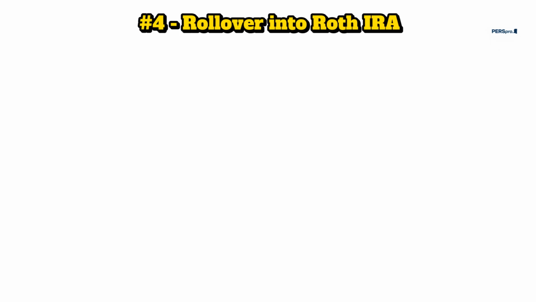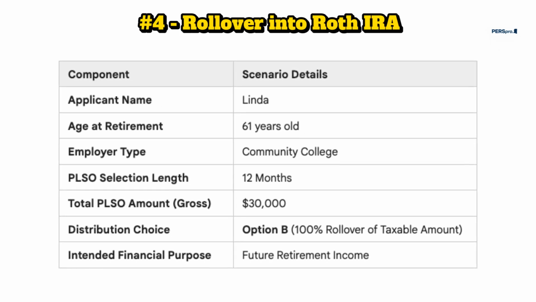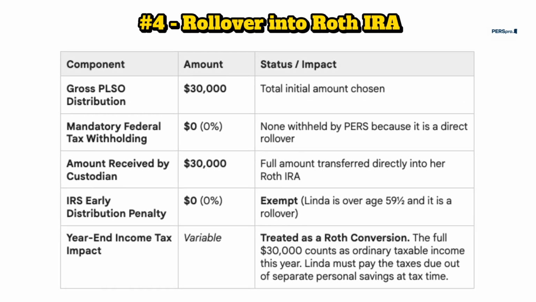Example 4, the Roth IRA rollover trap. The scenario: Linda is 61 years old and elects a 12-month PLSO payout of $30,000. She selects option B to roll the entire amount directly into a Roth IRA. Tax implications: because she is rolling traditional pre-tax PERS funds into a post-tax Roth account, this is treated as a Roth conversion. PERS will not automatically withhold the 20% for federal income taxes because it is a direct rollover, meaning the full $30,000 PLSO hits her Roth IRA.